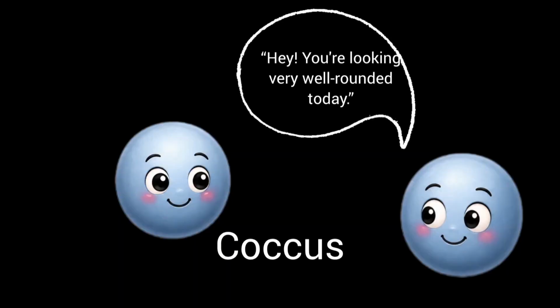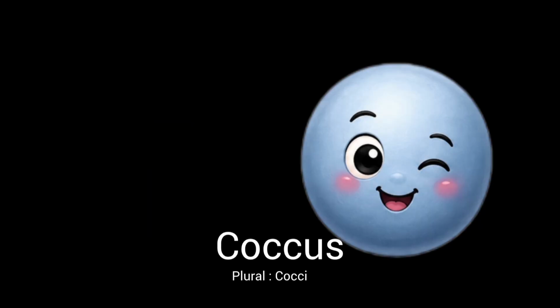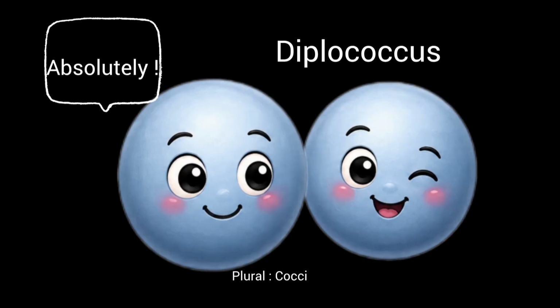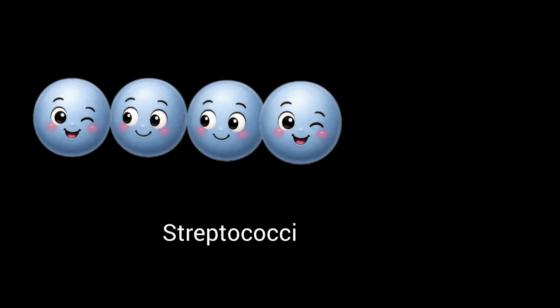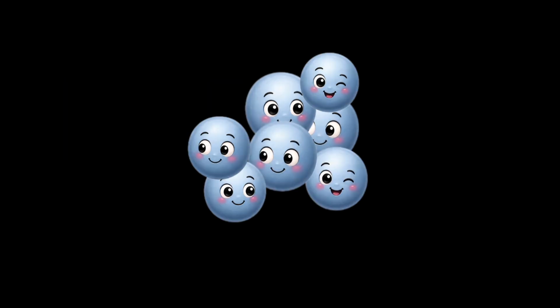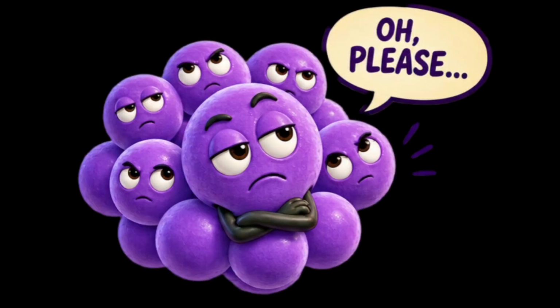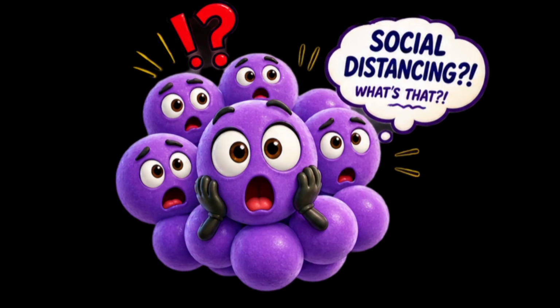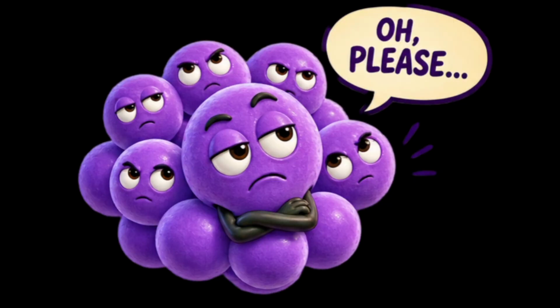Bacteria come in various shapes. Spherical ones are coccus. In pairs, diplococci. In chains, streptococci. And in clusters like grapes, staphylococci. And honestly, they're terrible in social distancing. They can't resist hanging out in clusters together.